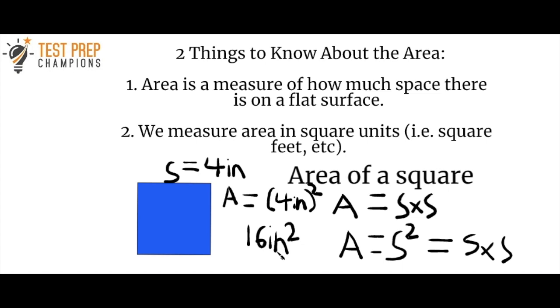And again, all we did was realize that S is equal to 4 inches, so we plugged that in, and we did 4 times 4, or 4 squared, however you want to think about it. Two different ways to think about the same thing. We got 16 inches squared. Okay, so that's pretty much all there is to know about the area of a square. Let's look at the area of a rectangle.